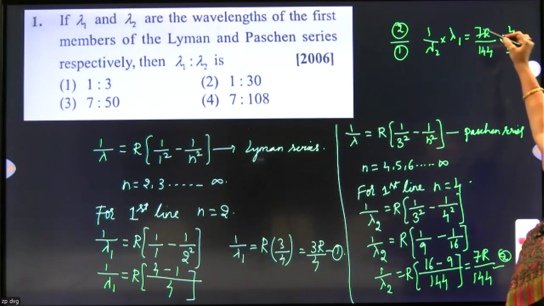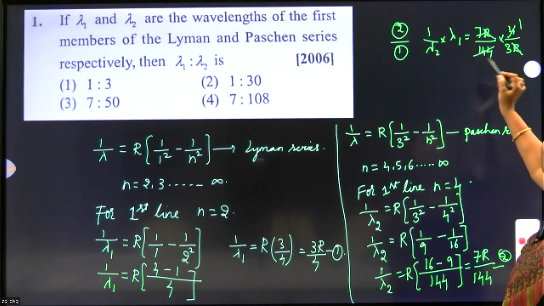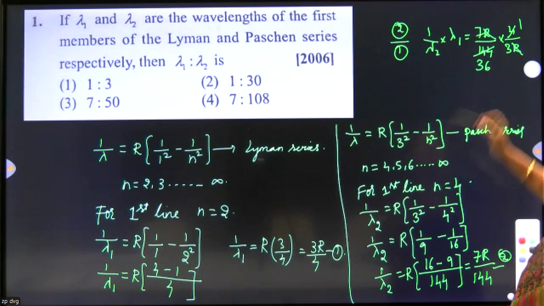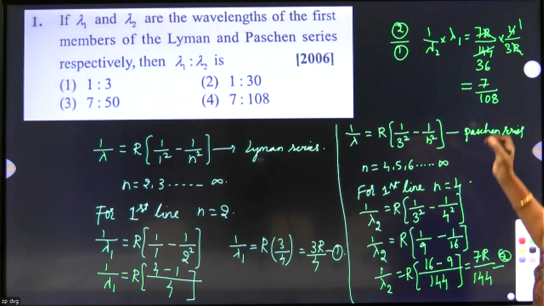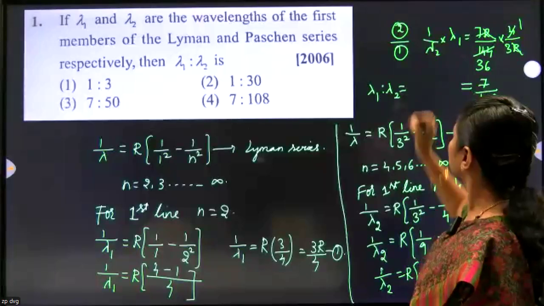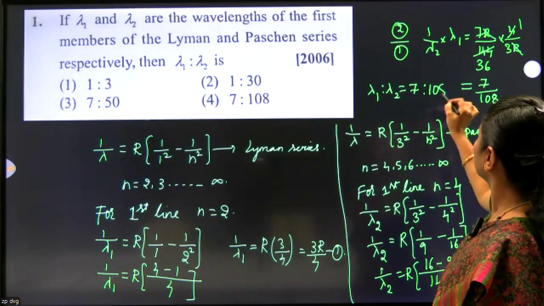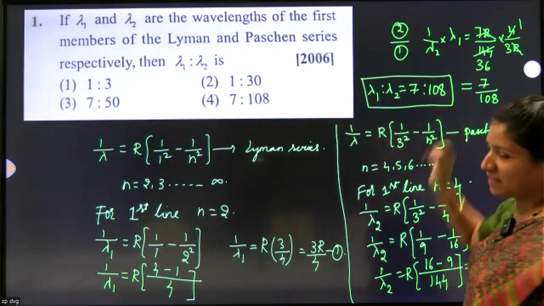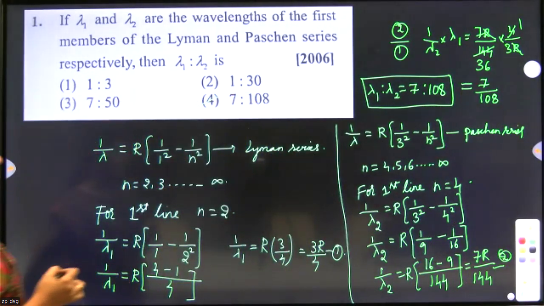Here R and R get cancelled. 4 1s are 4, 3 4s are 12, 12 times 9 is 108. Next, this can be written as 7 by 108. Therefore, lambda 1 is to lambda 2 is equal to 7 is to 108. Which one is the answer? Fourth one is the answer.